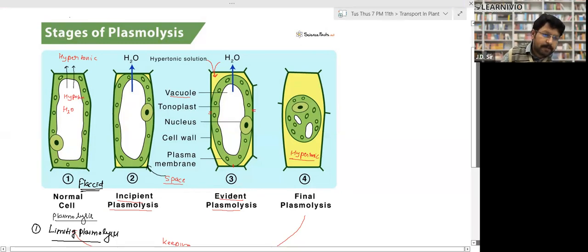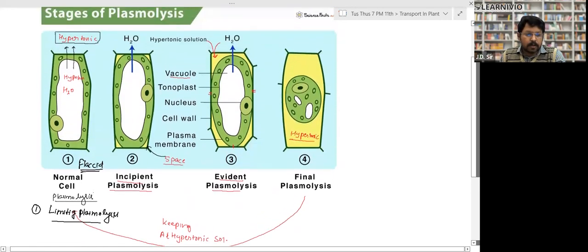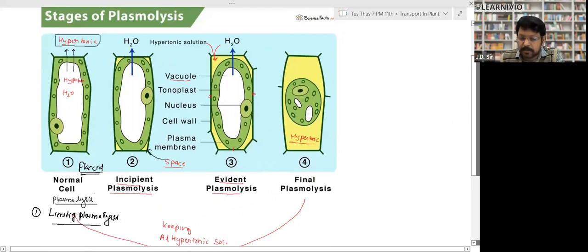So what happens when we put a cell in a hypertonic solution? Hypertonic means highly concentrated solution. What will happen? Water will start coming out from the vacuole. Means from hypotonic to hypertonic solution, water will start coming, and the cell will shrink. That is called the flaccid state, and this is called plasmolysis. Right? Is it clear? Okay.